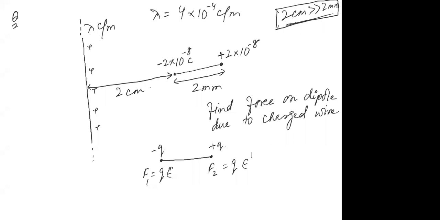Okay, what would be the direction of electric field due to this wire? The direction of electric field will be like this. The force on this charge will be opposite to the electric field because it is negative, and force on the positive charge will be in the direction of electric field because it is positive. Did you understand? So what we are supposed to do is just find the value of forces on this negative charge and positive charge by applying the formula of electric field, and then you can subtract the two forces to get the net force on this dipole.